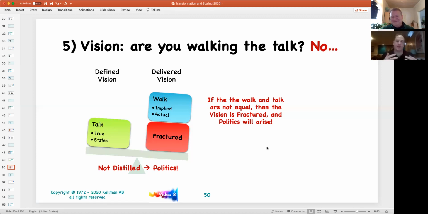The more fracture there is in the organization, the more politics you're going to have, and the less trust you're going to have in your leadership, and the less trust the leadership has in the people doing the work. That's where the fracture occurs and it becomes a vicious circle. It can destroy, if nothing else, you're going to lose people in the organization, either through resignations or through firings.